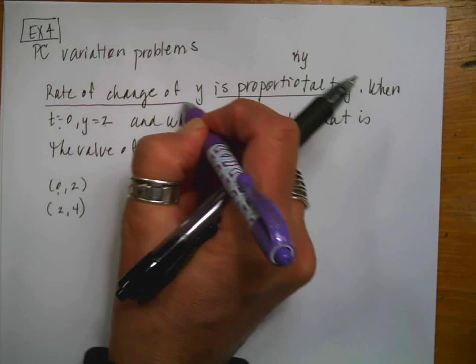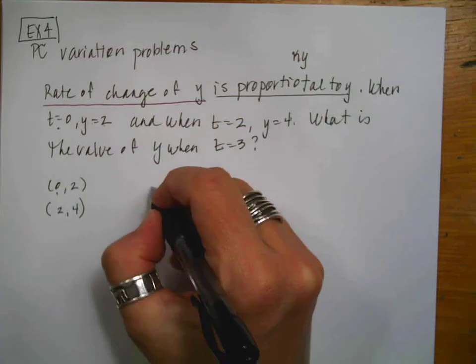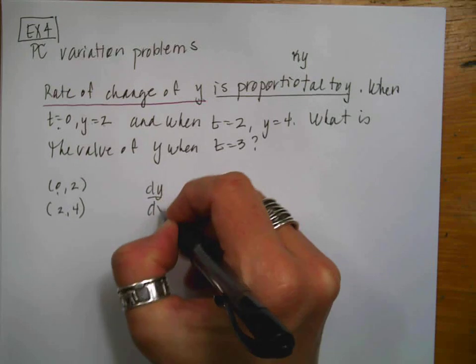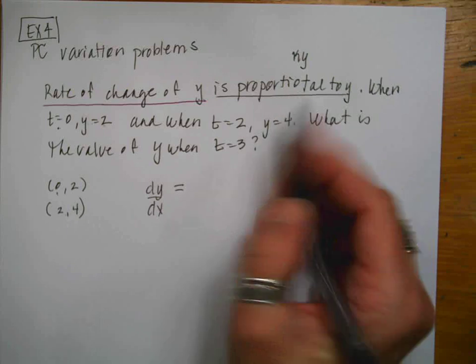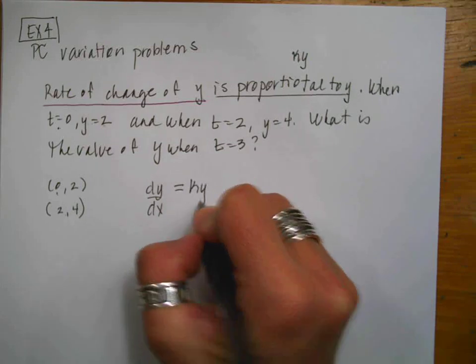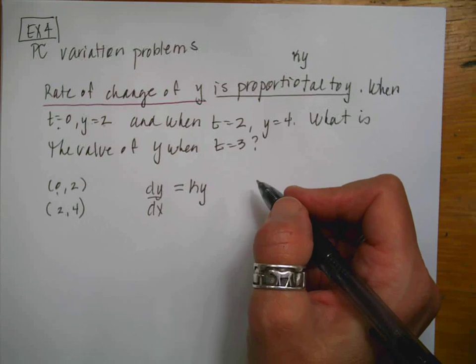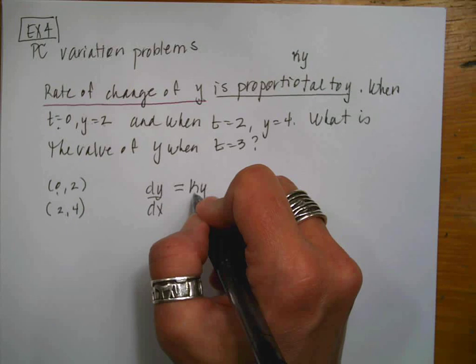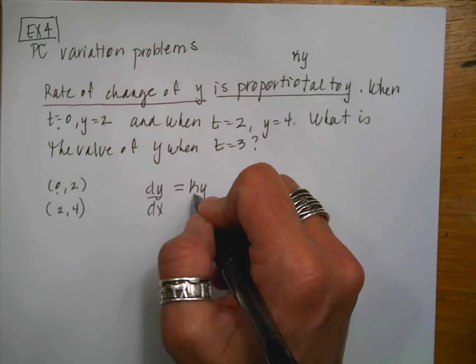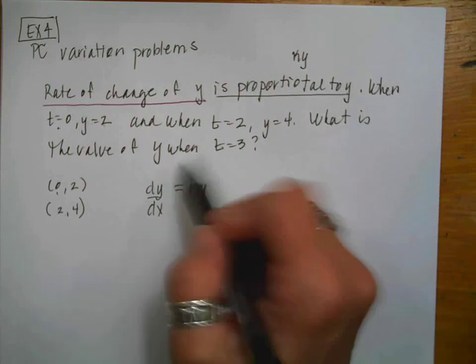So unlike problems that we did last year, this is the new piece, okay? The rate of change of y. So I'm going to write dy over dx, there's the rate of change of y, is directly proportional to ky. Now k is different than c. C is the constant that we get when we integrate. K is the constant of proportionality. So there are 2 different types of constants.